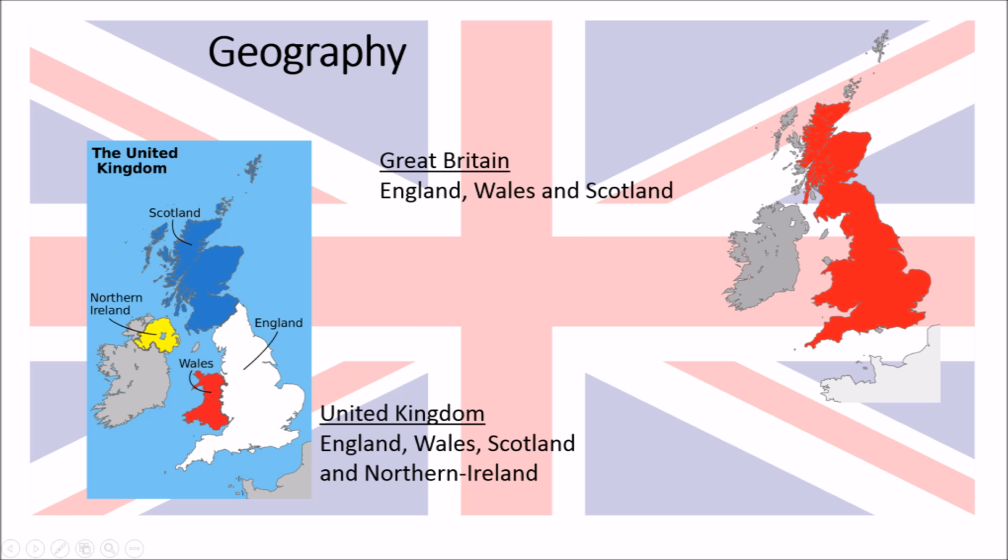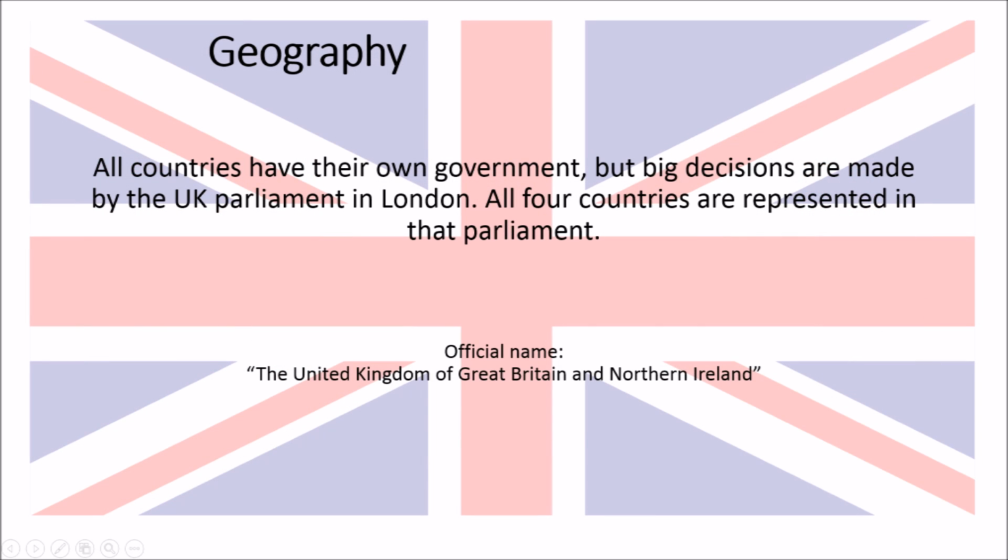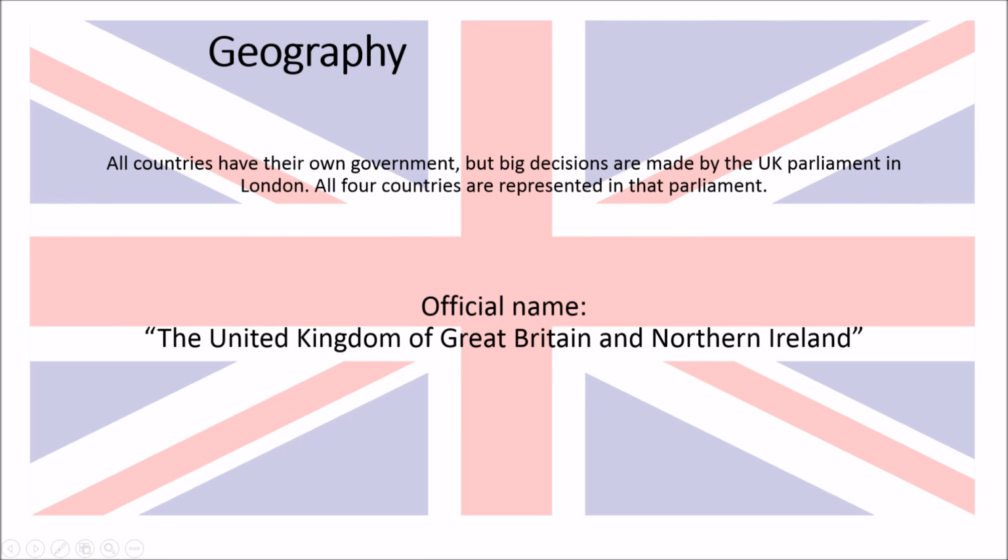The United Kingdom consists of the countries England, Wales, Scotland and Northern Ireland. They all have their own governments and can decide on important issues, but huge decisions are almost always decided by the UK government, which resides in London. Each separate country has delegates in that UK government. The country is officially called the United Kingdom of Great Britain and Northern Ireland.